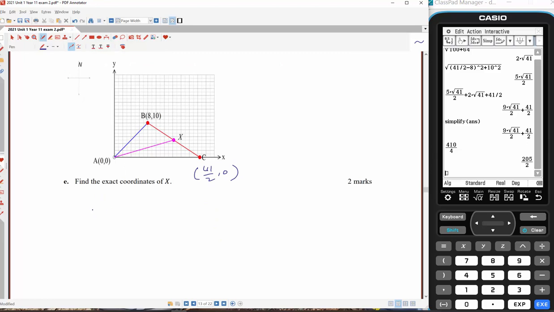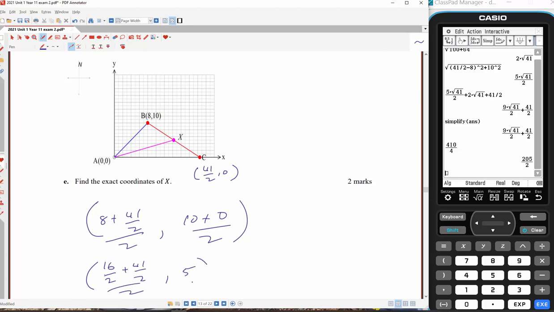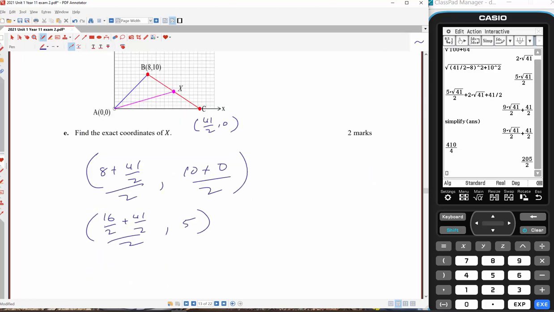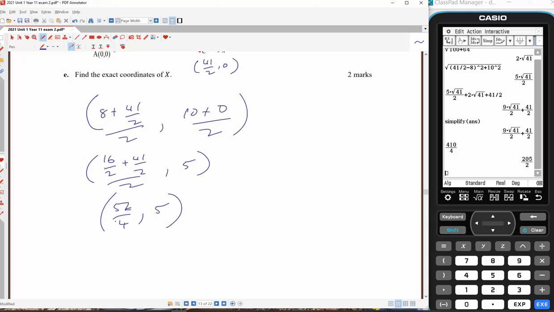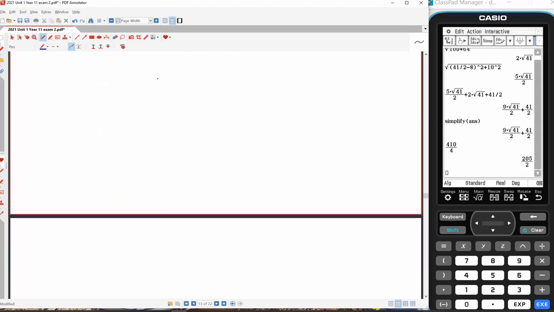So that is going to be 8 plus 41 on 2, all on 2, and 10 plus 0 on 2. So that's going to be 16 on 2 plus 41 on 2, all on 2, and 5. So that's going to be 57 on 2 on 2, which is 57 on 4, comma 5. Alright, question 1 done, I think.